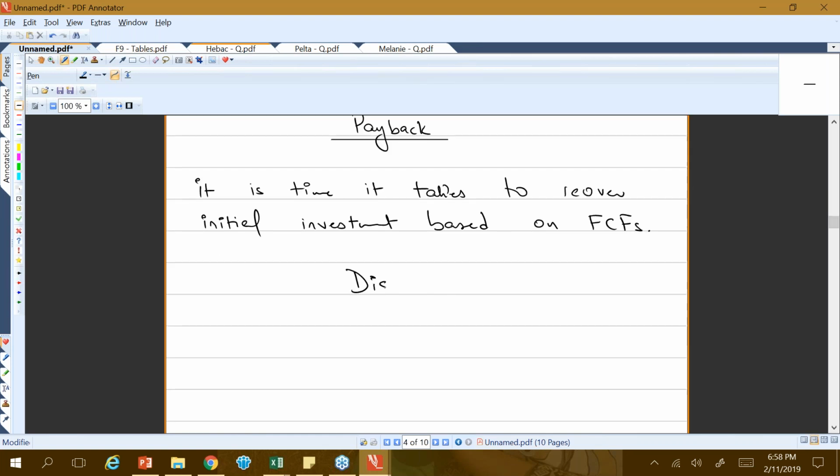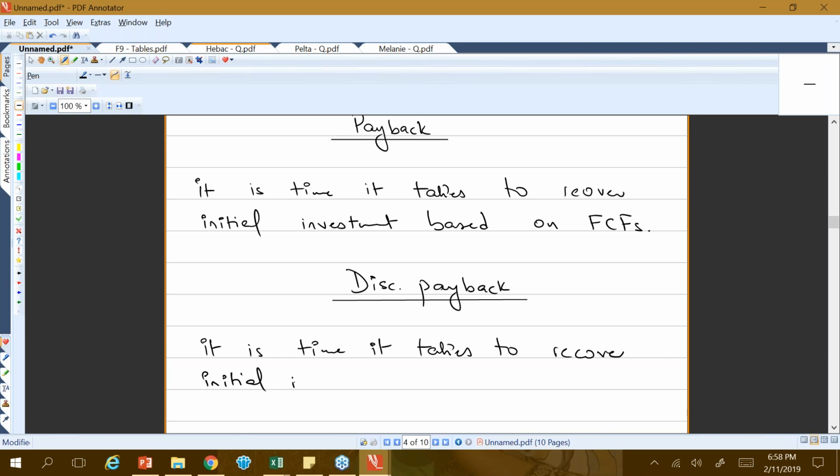Then discounted payback. It is the time it takes to recover the initial investment based on present values. So the only difference here is that payback uses free cash flows, or the net cash flows if you like to say, and the discounted payback uses the present values.